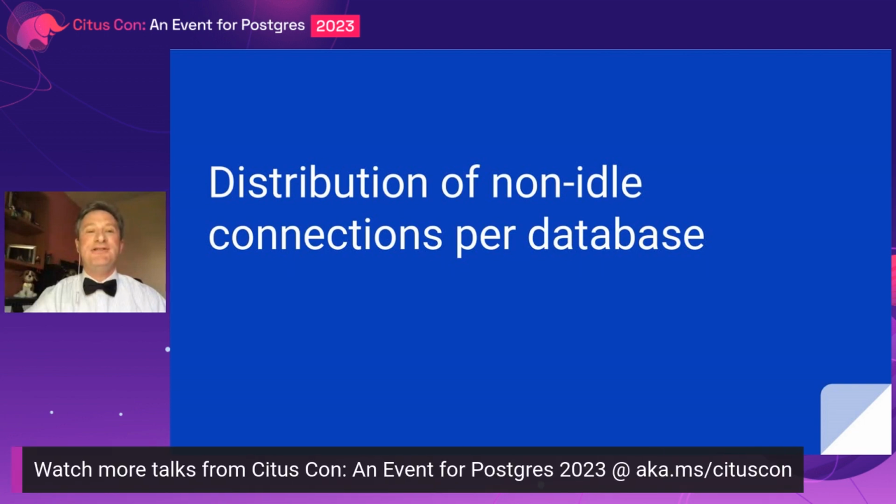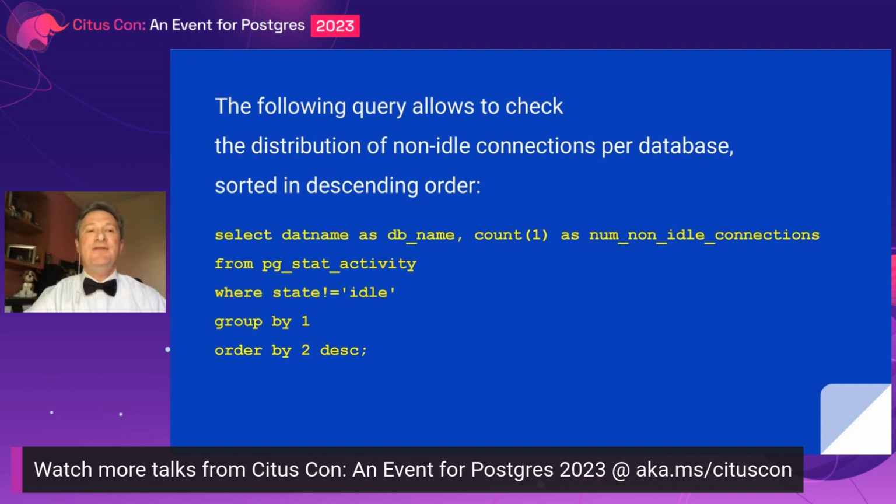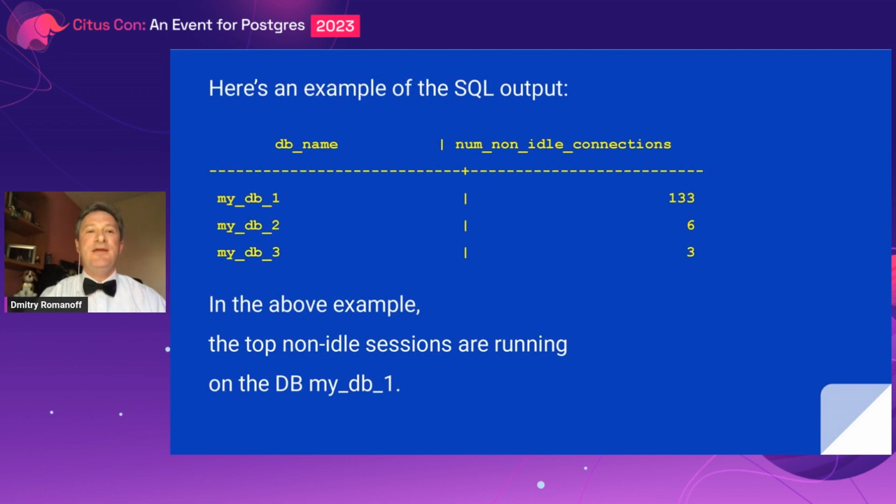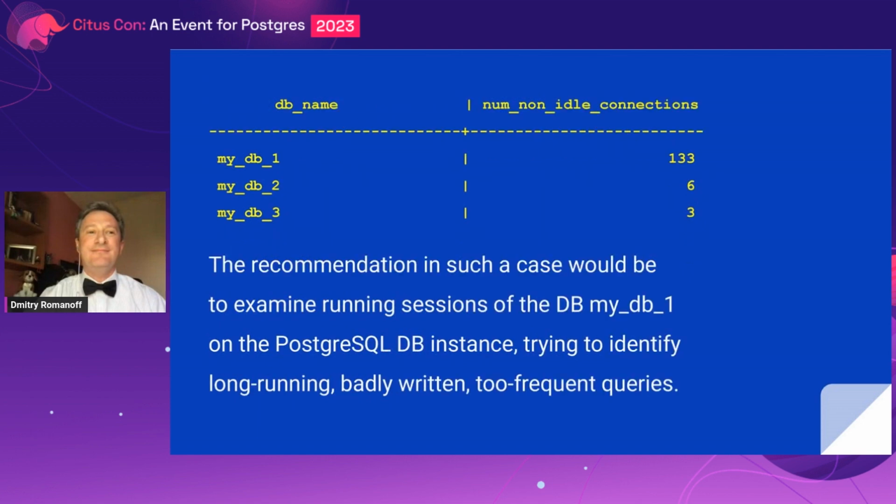Distribution of non-idle connections per database. The following query allows to check the distribution of non-idle connections per database sorted in descending order. Here is an example of the SQL output. In the above example, the top non-idle sessions are running on the database MyDB1. The recommendation in such a case would be to examine running sessions of the database MyDB1 on the Postgres database instance, trying to identify long-running, badly written, and too frequent queries.